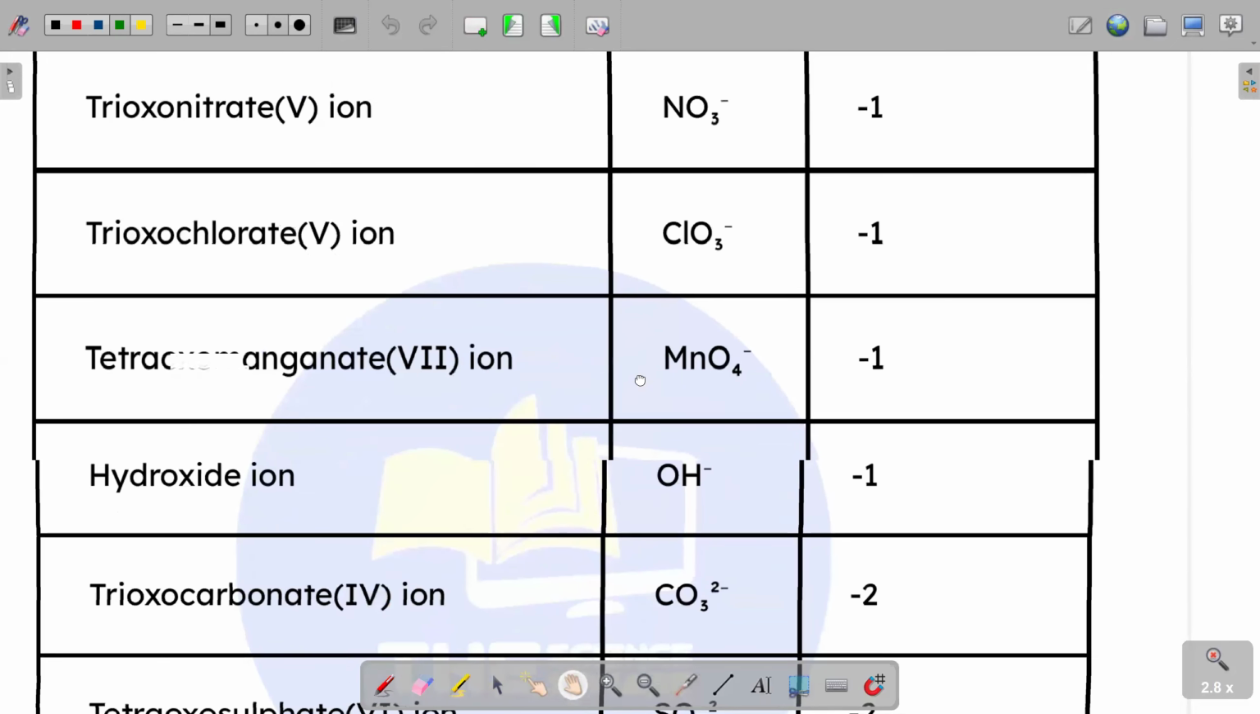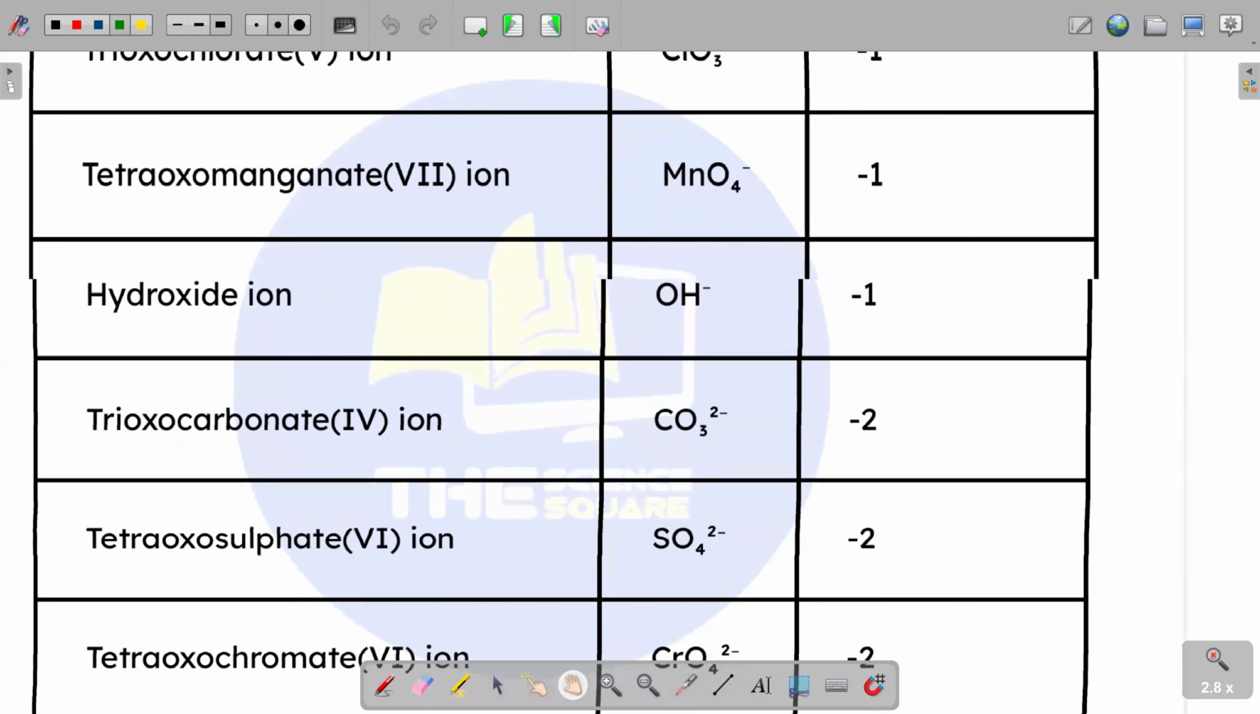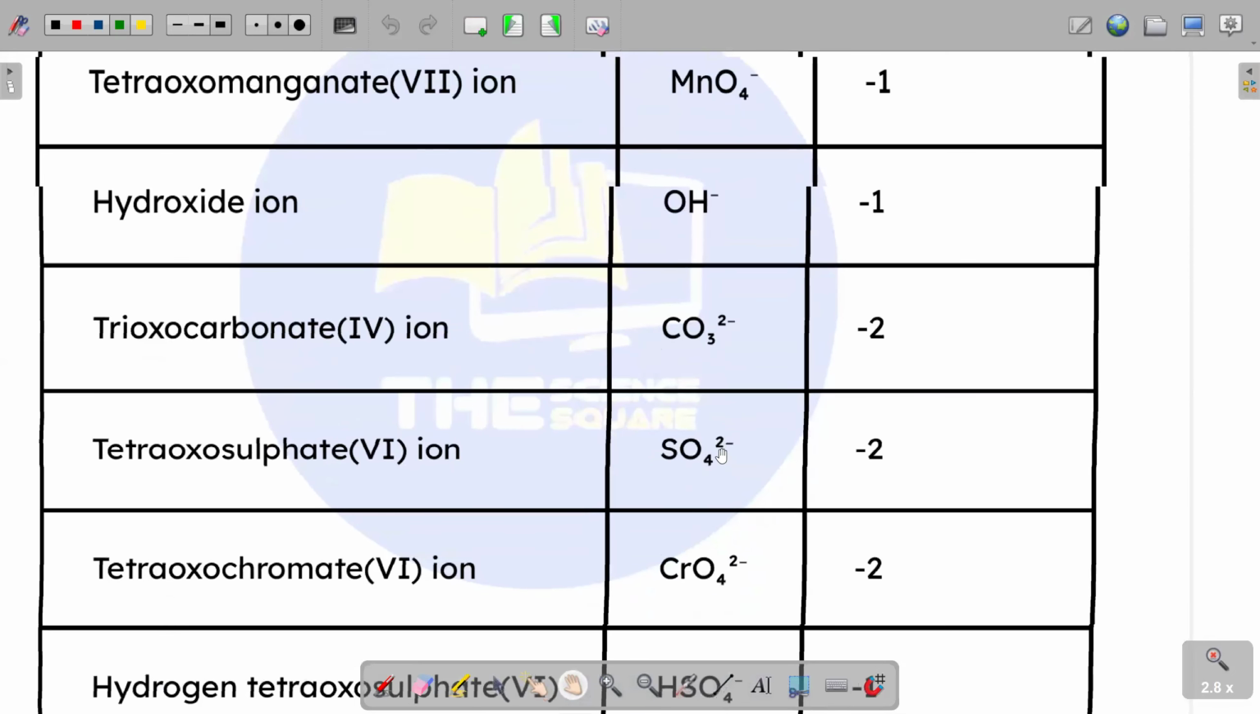Okay, tetraoxomanganate 7 is also having a -1 charge. Hydroxide is also having a -1 charge. Carbonate, this trioxocarbonate 4 is having a charge of -2. Okay, tetraoxosulfate 6 is having a charge of -2.